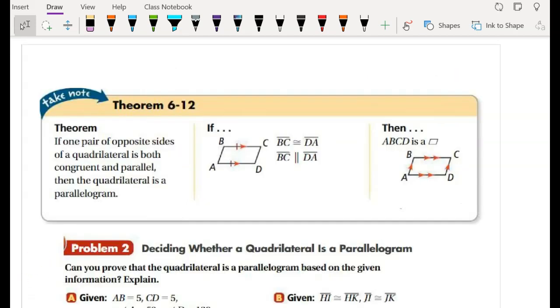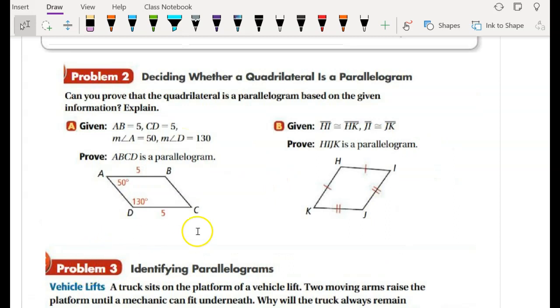Now let's take a look at Theorem 6-12. If one pair of opposite sides of a quadrilateral is both congruent and parallel, then the quadrilateral is a parallelogram. Okay, so these are congruent, meaning the same length, and they're also parallel. Now let's take a look at this problem and decide whether the quadrilateral is a parallelogram.